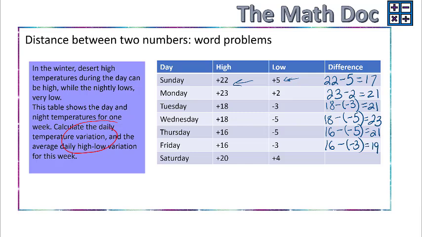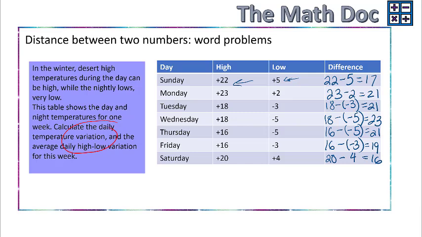And then finally for Saturday, our high is 20. We subtract our low, which is positive 4. And so we're left with 16. So this is the list of differences or the variations between high and low on every day.